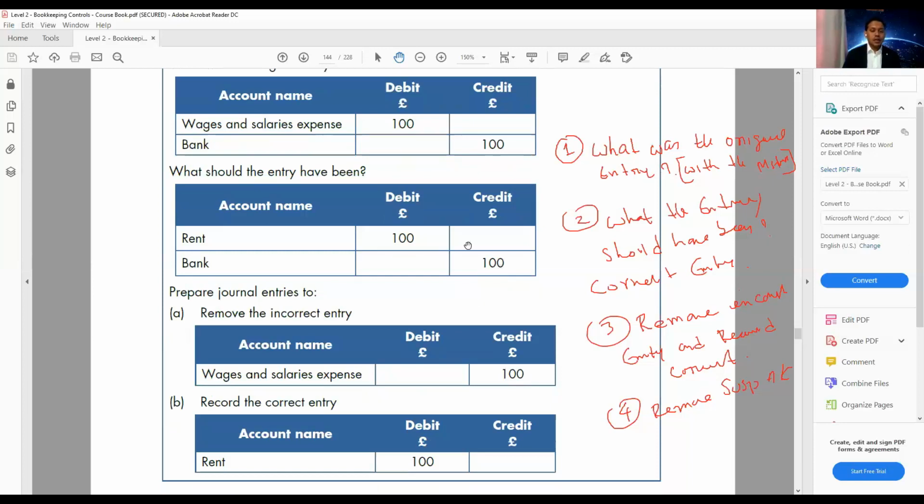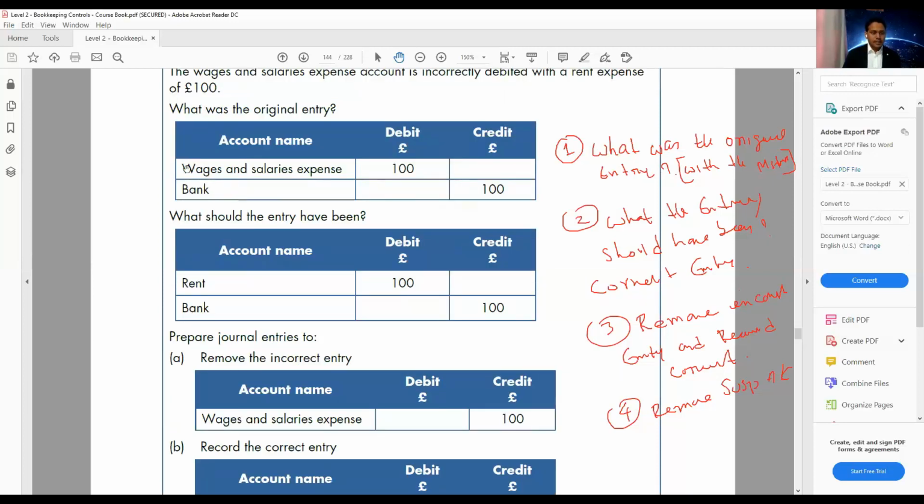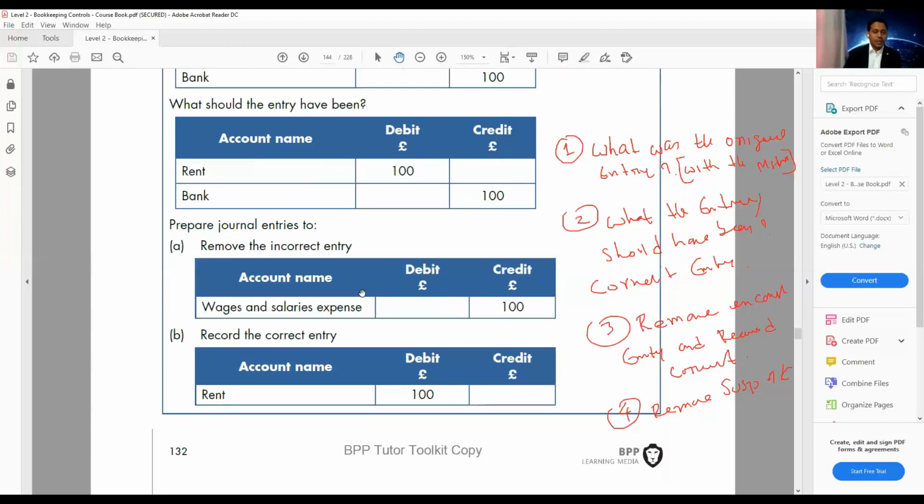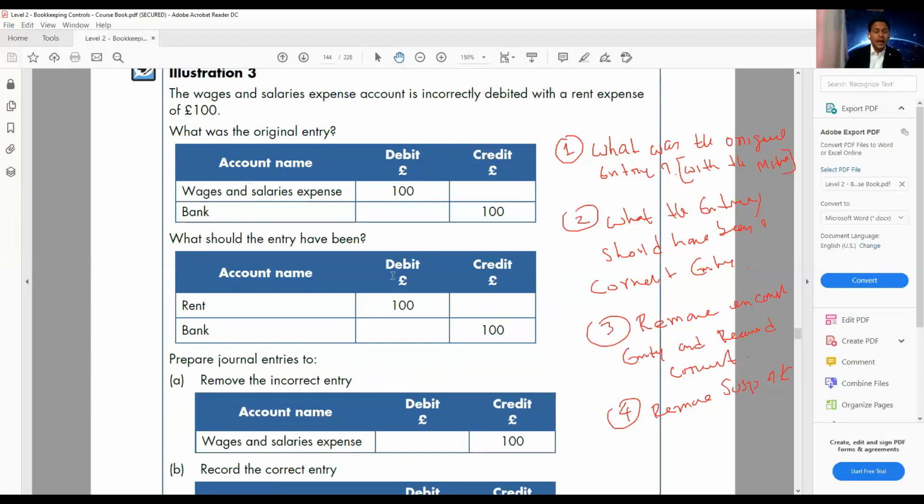Now I'm going to remove the wages and salaries, the mistake, and I'm going to record the rent. How am I going to remove the wages and salaries? Wages and salaries was debit 100. I'm going to make it credit 100, so it will be gone. And the rent I'm going to record as a new entry, rent £100 debit. I'm not going to move the bank. Why? Because the bank is credit, and that is correct, because here the bank is credit again. So there's no point of removing the bank and recording it again, because bank is credit anyway.